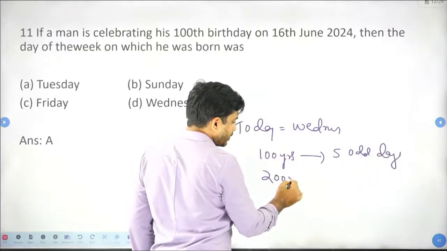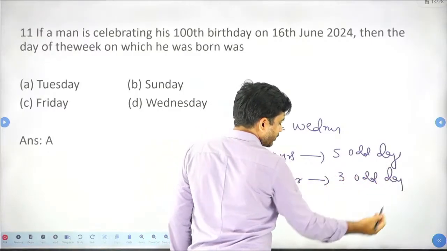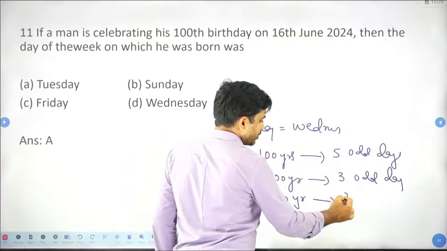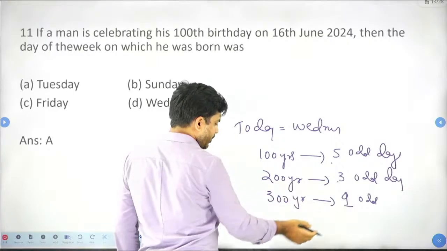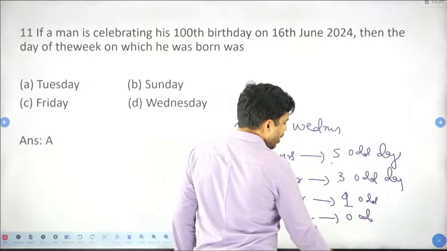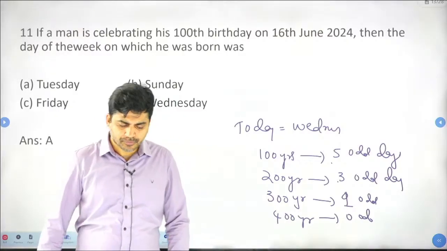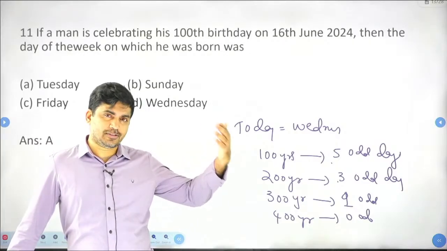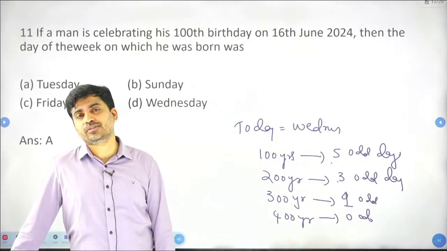200 years means 3 odd days. We have to remember them just for easy simplification. Shortcuts. 300 years means 1 odd day. All are odd numbers. 400 years means 0 odd days. What is 0 odd days? It means day will be repeating. Today is Wednesday. What is the day after 400 years? 0 odd days, same day will be repeating after 400 years also.